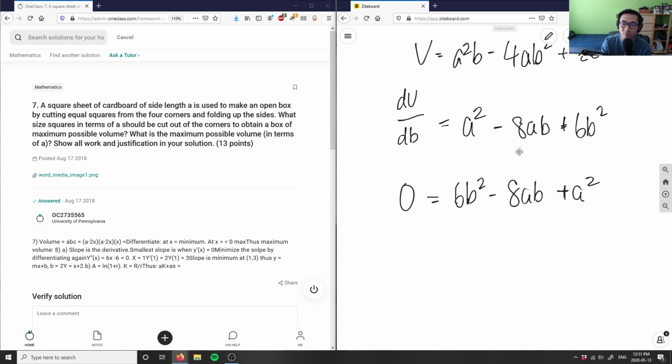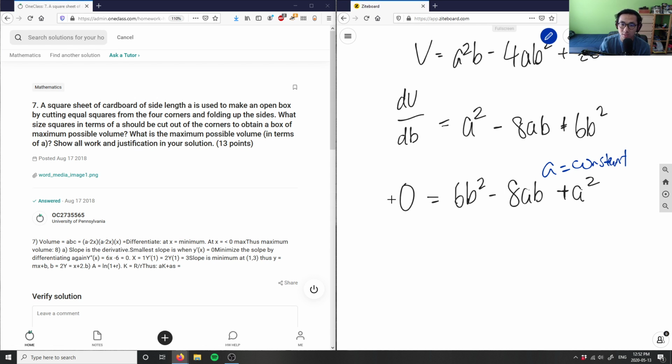In this case, I would have to factor in terms of b to figure out something about the dimensions. If I were to solve this quadratic, again, this is simply a quadratic because a is always a constant here. So I would plug this into my quadratic formula to figure out what my possible dimensions are in terms of a.